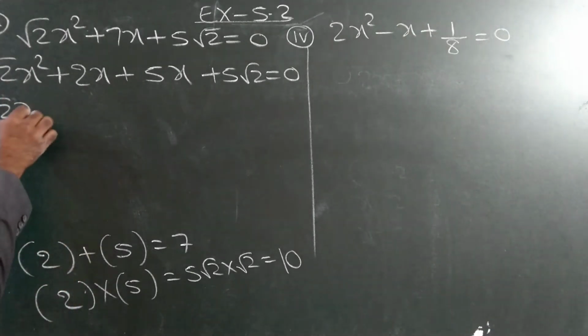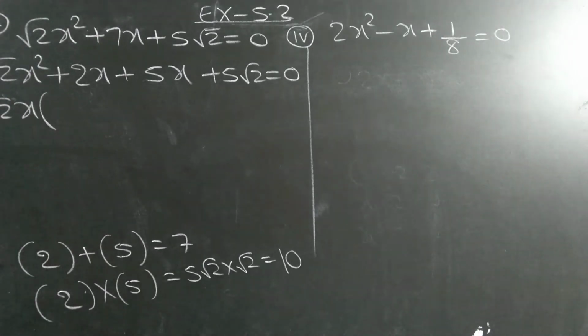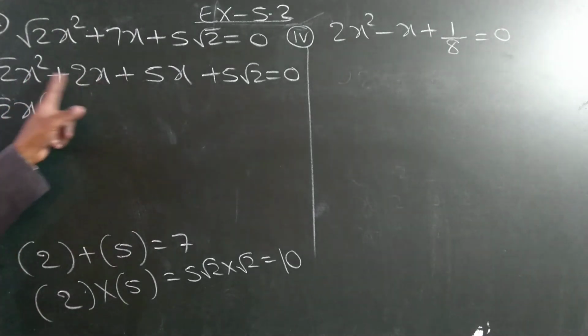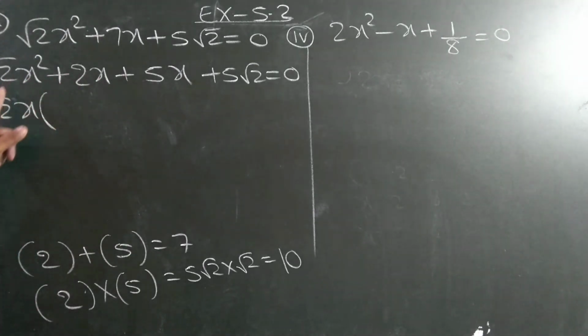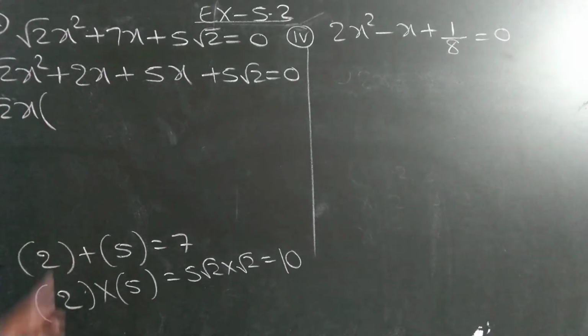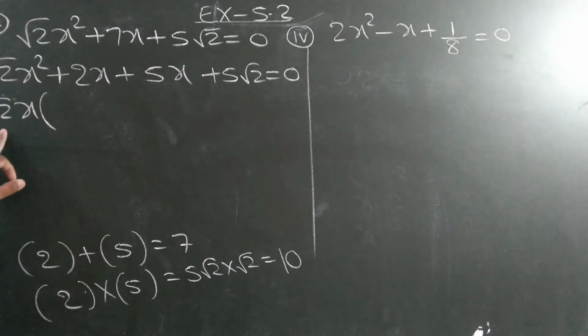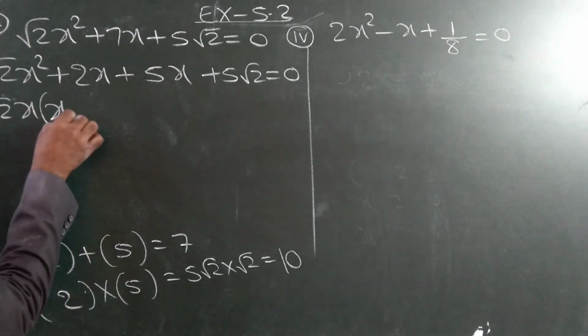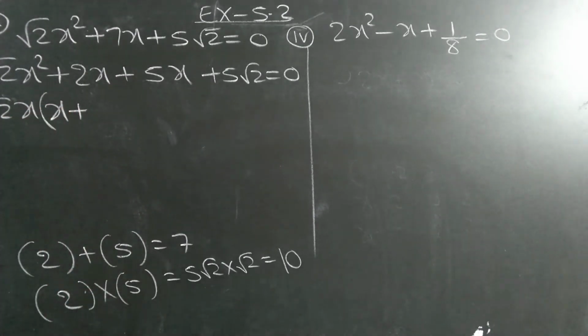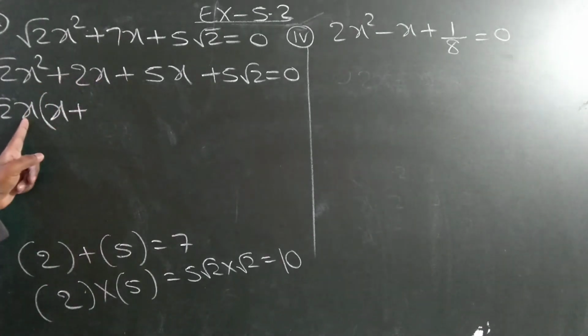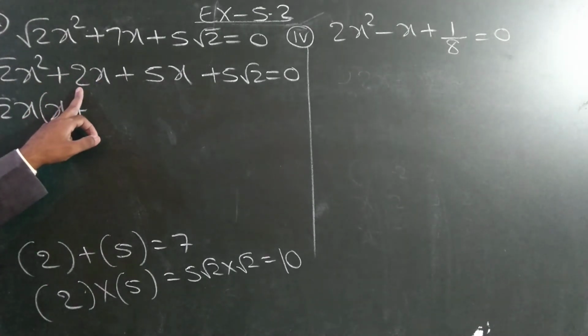Root 2 common, x common. X is here, I took x common. Root 2 also I took common. Then what will be the first term? Root 2 is common, x square is x into x. One x common means another x remains. X is common, but there is no root 2 here.